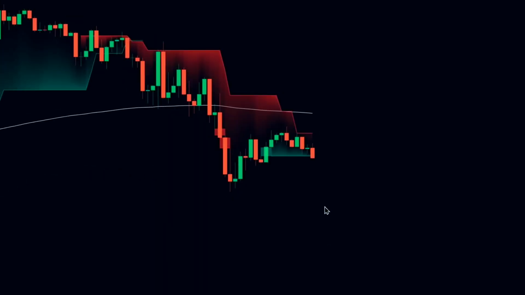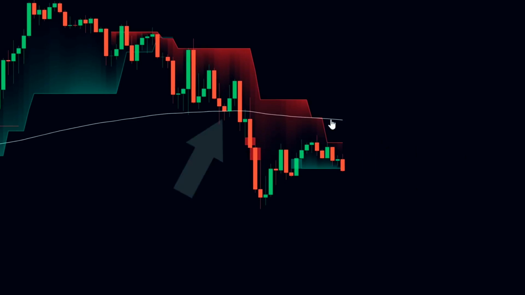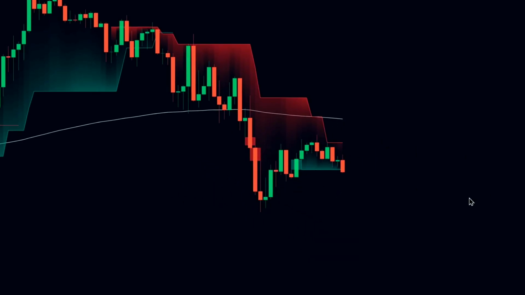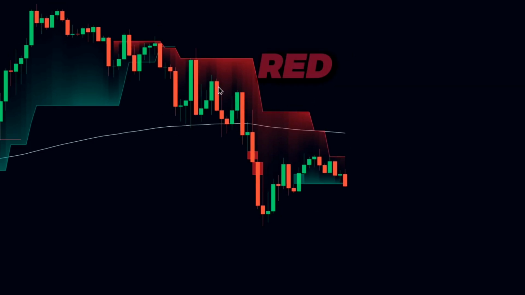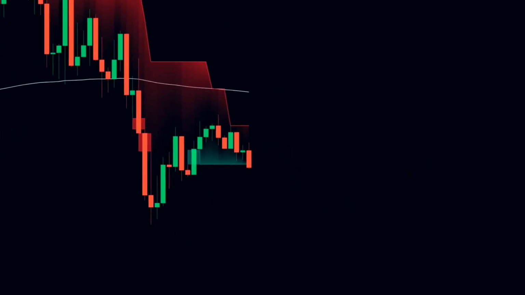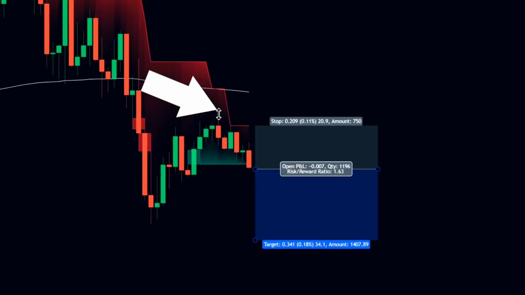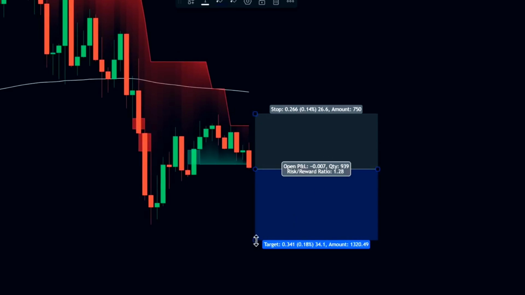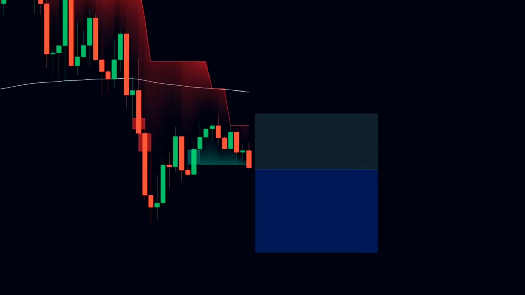For a short position, follow the reverse steps. First, confirm a long-term bearish trend by ensuring the price is below the 200 period EMA. Next, confirm a short-term bearish trend with a red trend cloud, and the price should be trading under it. Lastly, look for a pullback signaled by a small green cloud. When a candle breaks and closes below this cloud, take a short position, placing the stop loss above the most recent swing high and aiming for a 1.5 to 1 risk-reward ratio.